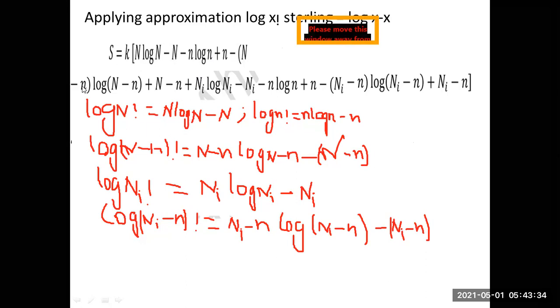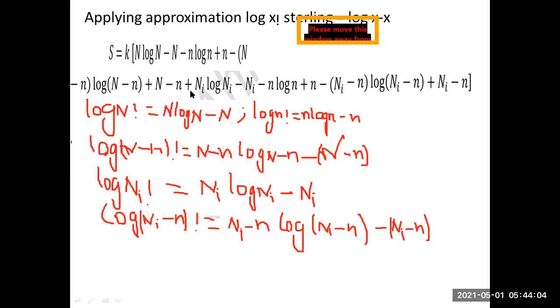Clear, everybody? Next one was log of capital N minus small n factorial. What we have written, minus is already there. See here, minus was there, right? You can just pause it and see the previous slide. So you'll find that there is a minus here. So minus of capital N minus small n, log of capital N minus small n, so minus into minus plus. So therefore it is capital N minus small n.